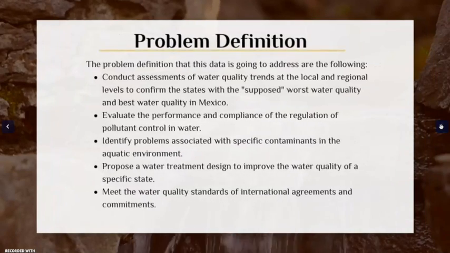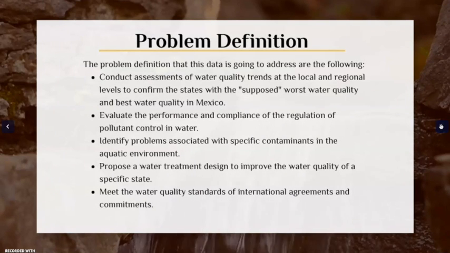The problem definition that this data is going to address is the following. First, conduct assessments of water quality trends at the local and regional levels to confirm the states with the supposed worst water quality and best water quality in Mexico. Second, evaluate the performance and compliance of the regulation of pollutant control in water. Third, identify problems associated with specific contaminants in the aquatic environment. Fourth, propose a water treatment designed to improve the water quality of a specific state. And finally, meet the water quality standards of international agreements and commitments.